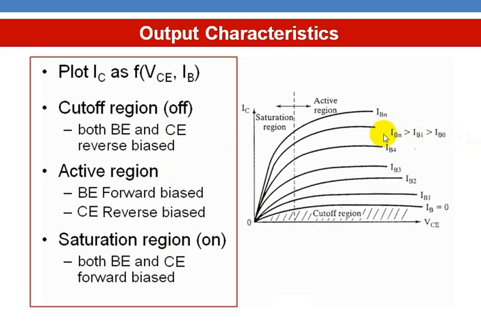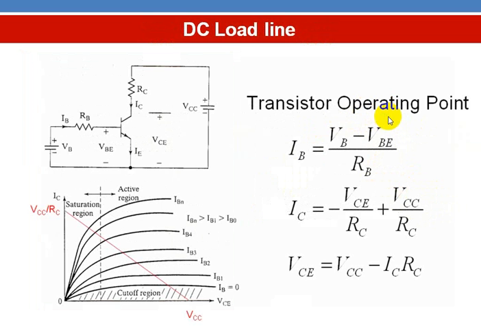Here the curves are drawn for different base currents. IBN is greater than IB4, IB4 is greater than IB3, and so on. If you increase the base current, the collector current will also increase.